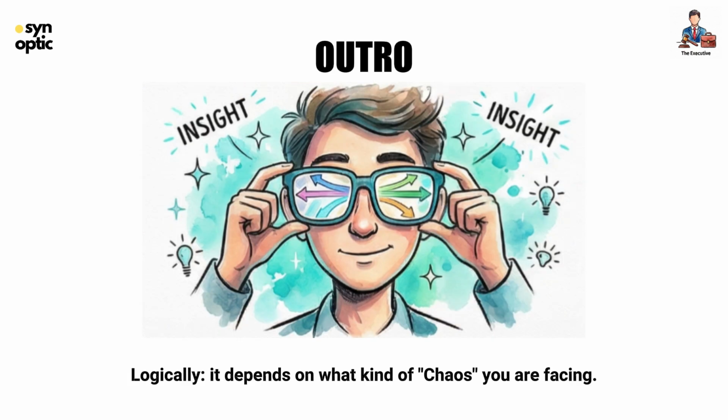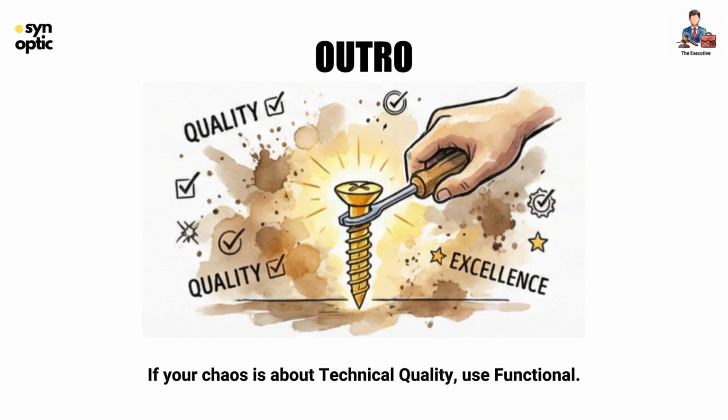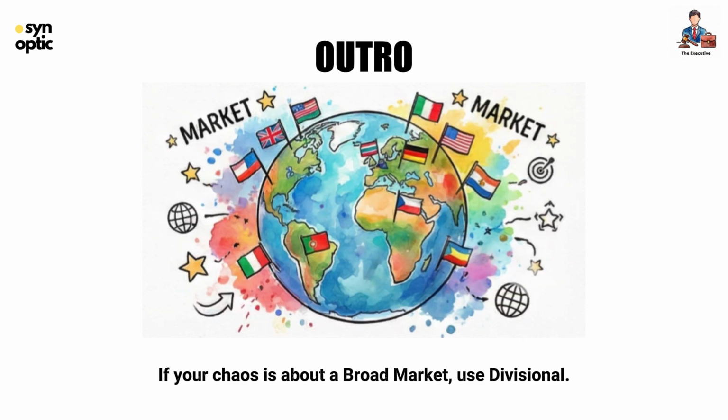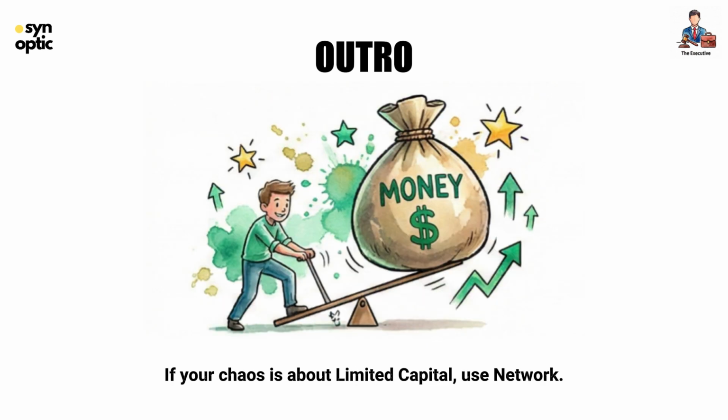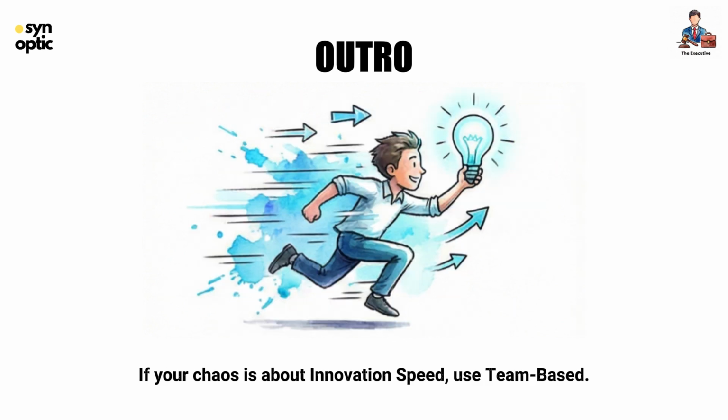Logically, it depends on what kind of chaos you're facing. If your chaos is about technical quality, use functional. If your chaos is about a broad market, use divisional. If your chaos is about project complexity, use matrix. If your chaos is about limited capital, use network. If your chaos is about innovation speed, use team-based.